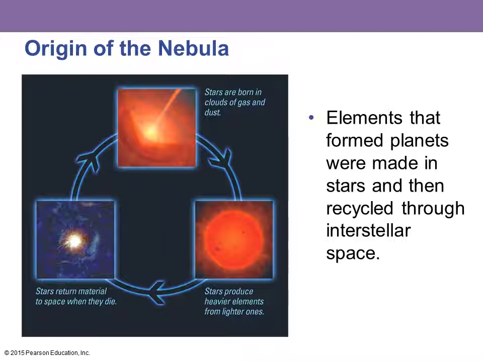So here's the origin of the nebula. The elements that form the planets were made in stars, and then that was recycled through interstellar space. So we have stars born in clouds of gas and dust, as you see in the top of the diagram. And then as we go clockwise around, the stars are going to produce heavier elements from lighter ones. And of course, when the star explodes, that throws the material out into space to be recycled. So it's a constant recycling of matter, of mass, that we see, or we think we see in other parts of the universe. And we think this is how our solar system formed.